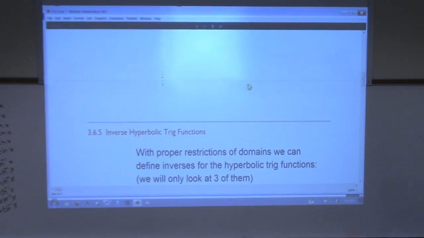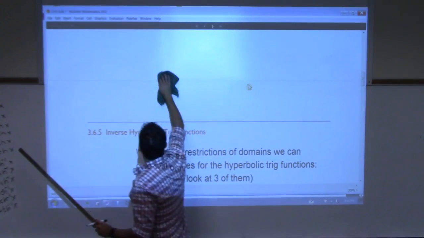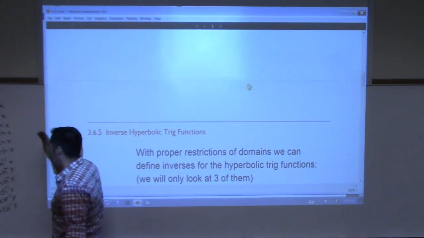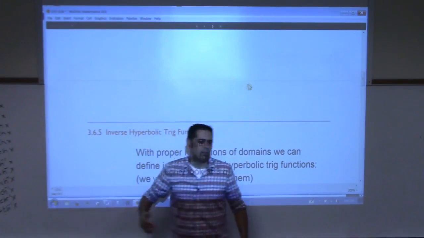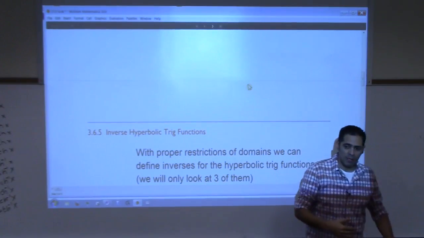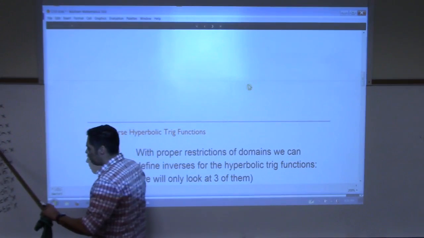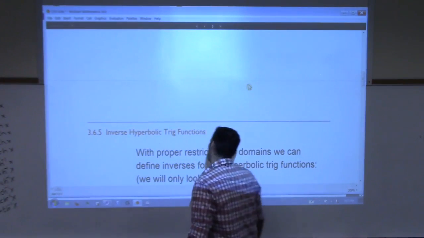All right, so we've knocked out 12 of the things so far. We've got the 6 hyperbolic trig functions. We kind of have an idea what they look like, how they're defined. We now have their derivatives. We saw one example of how you could take a derivative with just one of them. And now we start on the inverse ones.